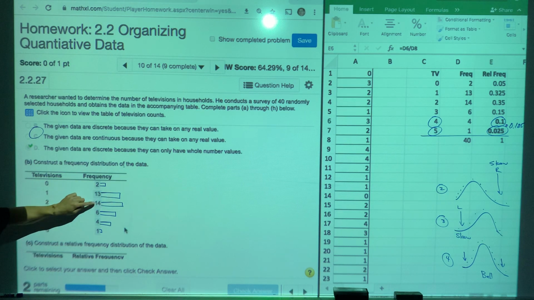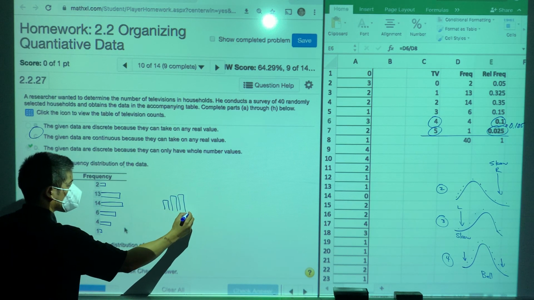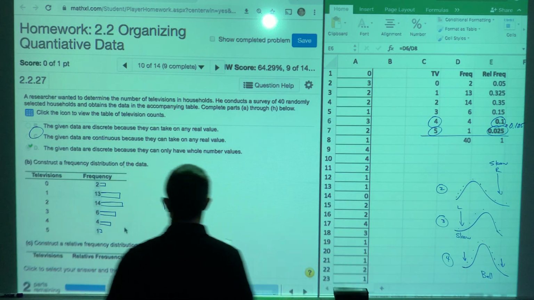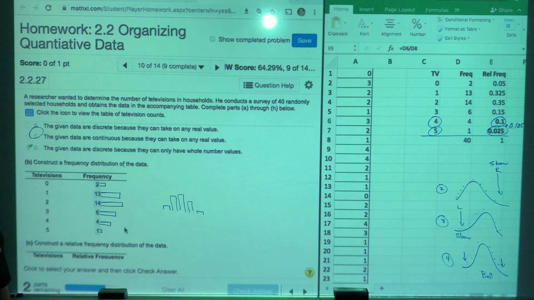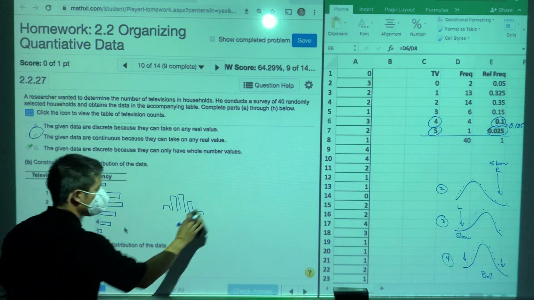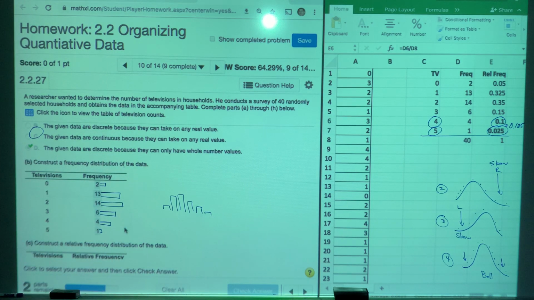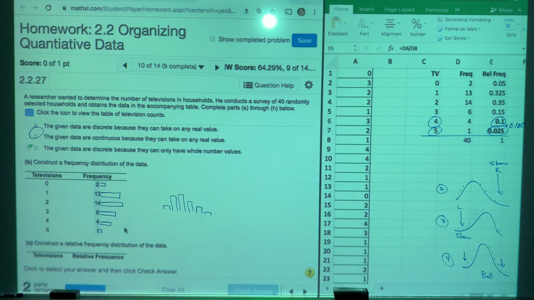2, 13, 14, 6, 4, 1. If I turn this on its side, I should get something that looks like this. Whoops, I actually made that one a little bit too big. You guys see that? Whoops, I missed one. I should have a picture that looks sort of like that. Take a look there, okay? Now let's go match something to that.